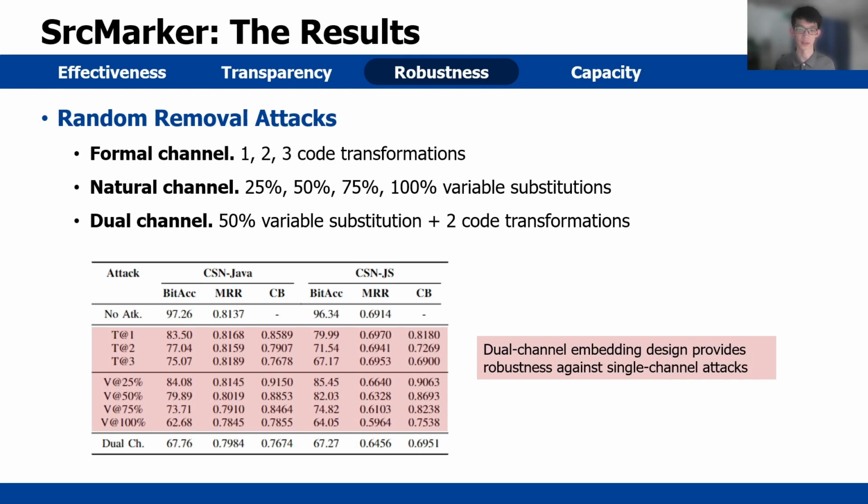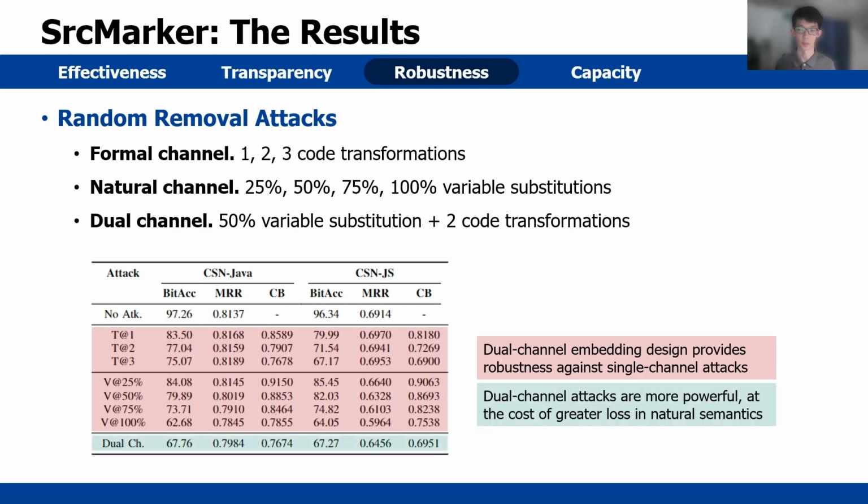This is because its dual-channel embedding design provides additional robustness. On the other hand, dual-channel attacks are more powerful, but they come at a greater cost with greater losses in natural semantics.